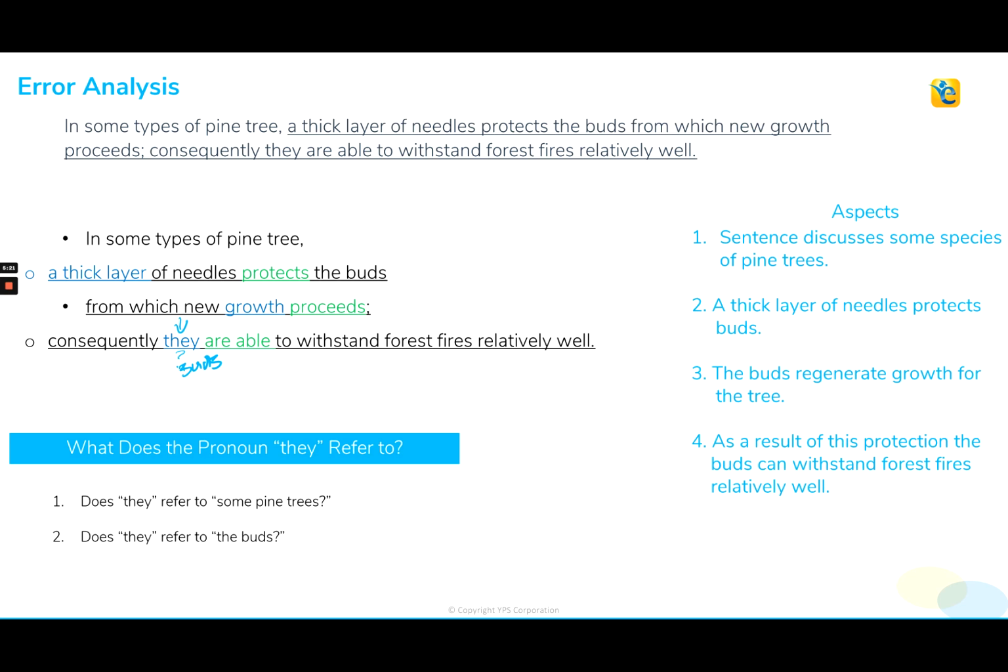Now we have the modifier from which sitting right here, and this is properly referring to the buds. As we've talked about, this communicates the growth comes from these buds. So that works out. There's no parallelism, comparison, or idiom errors. So the original sentence looks to be free from errors.